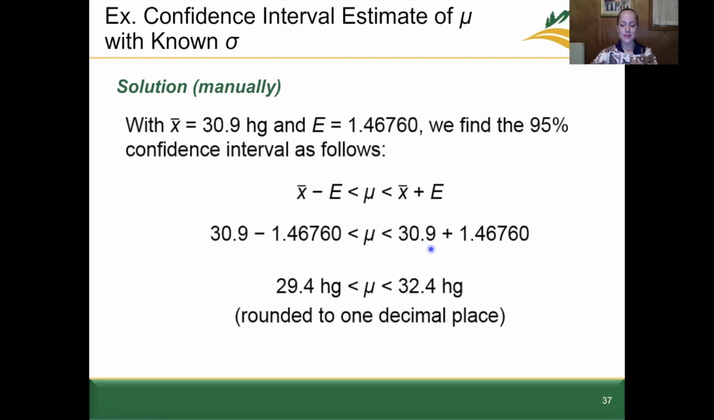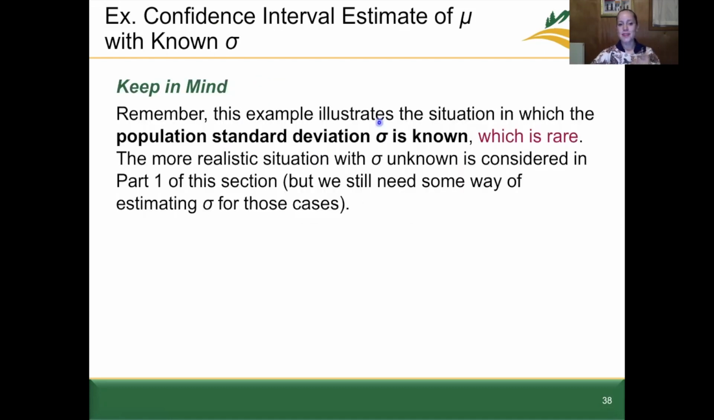When doing these sorts of problems, it's still important to keep in mind that knowing the population standard deviation is rare. Truly, the more realistic situation is when we don't know sigma. So that's what we covered in the first part of 7.2. So either we knew sigma, and we just did the example when we knew sigma. If we don't know sigma, we still need some way of estimating it. We talked about how to estimate it. We can use the range rule of thumb. We can use previous data. We can start collecting sample data and then estimate a sample standard deviation as our population standard deviation.